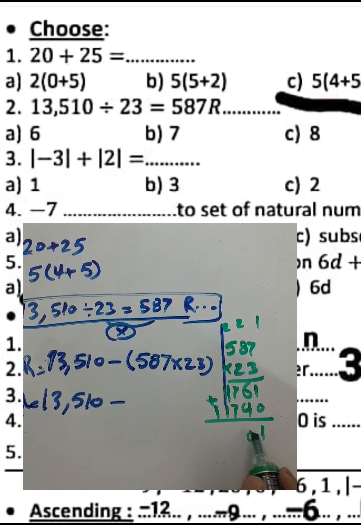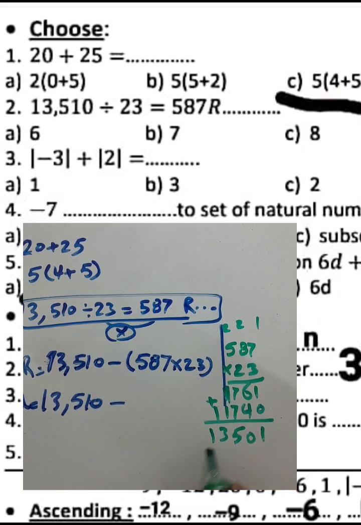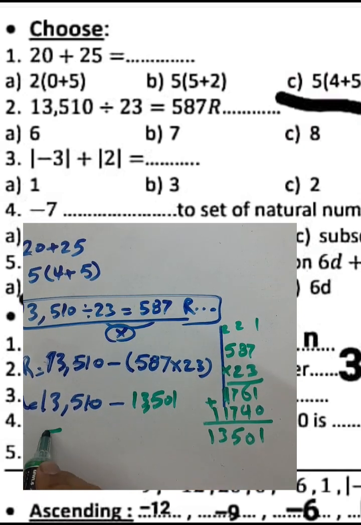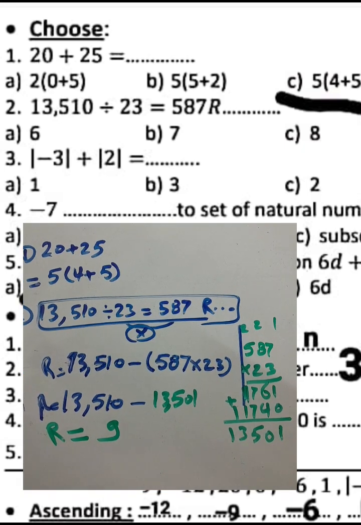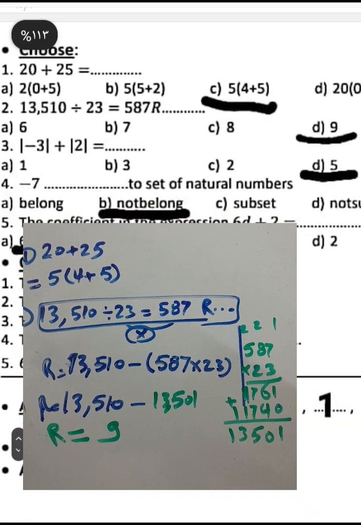6 plus 4 equal 10. Write 0 and carry up 1. 8 plus 7 equal 15. Write 1 and carry up 1. 1 plus 1 equal 2, 2 plus 1 equal 3, and then write 1 here, behind it. It will be 13,501. So the remainder will be 9. The difference between two numbers here will be 9, okay? So the result will be 9 for question number 2.